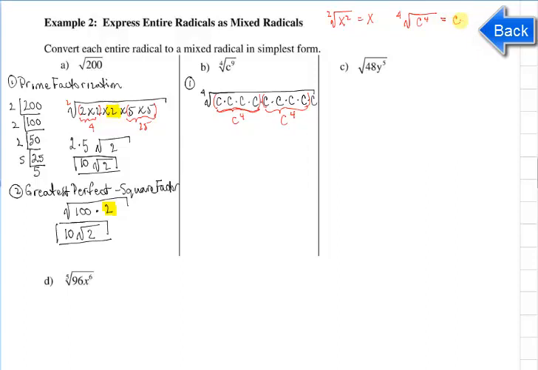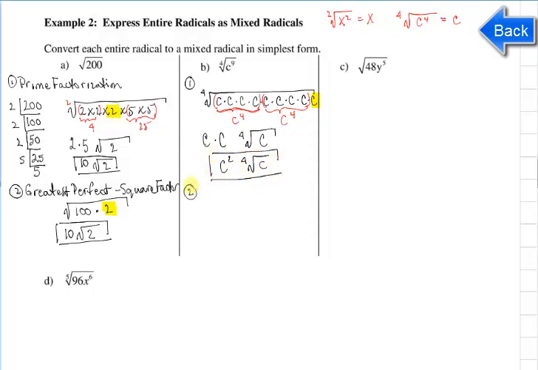So I'll use that principle here. The fourth root of c to the 4 is c, and the fourth root of c to the 4 again is c. So I'm going to go c times c on the outside of my radical sign. And once again, I'm left with a factor that I cannot take the fourth root of. And so you can see my answer is c times c, which is c squared, fourth root of c.